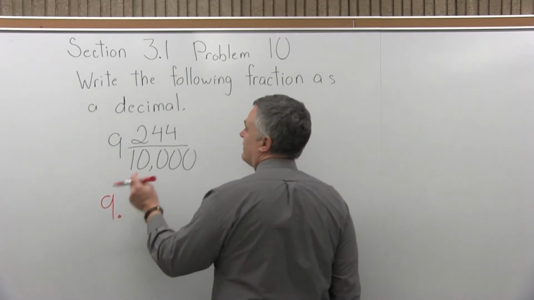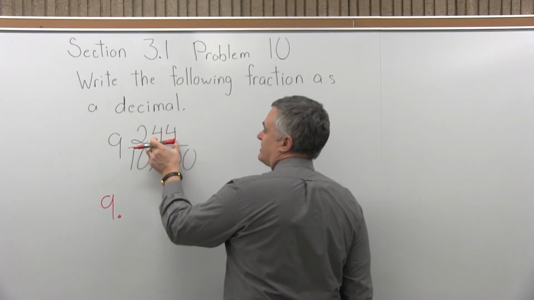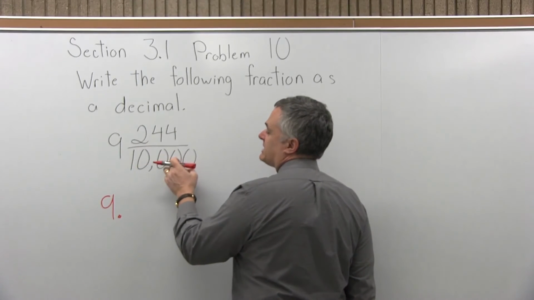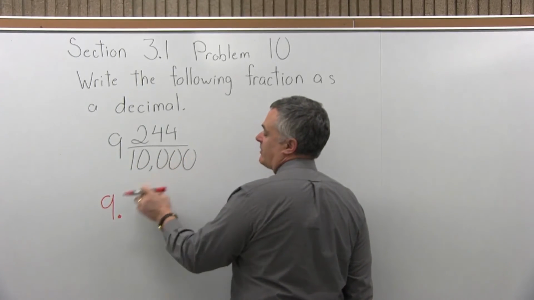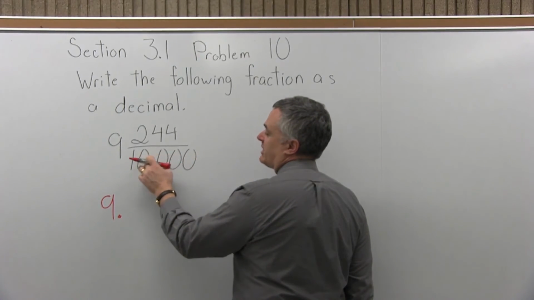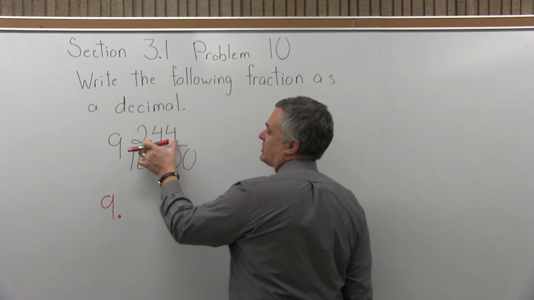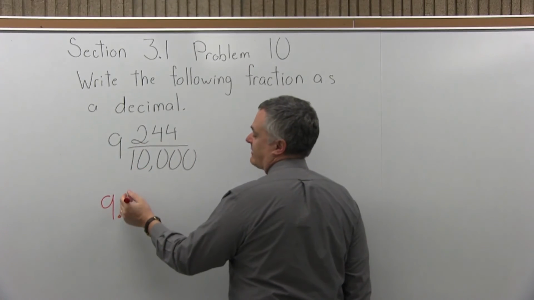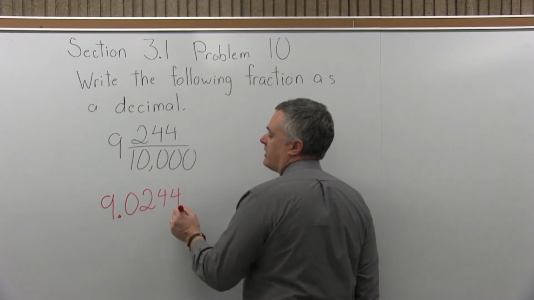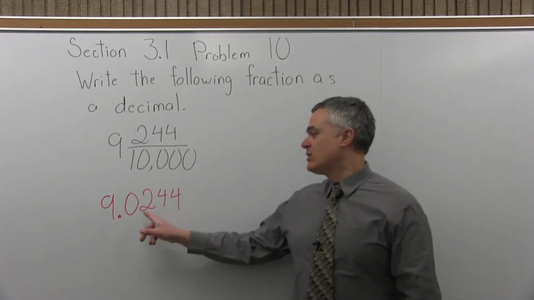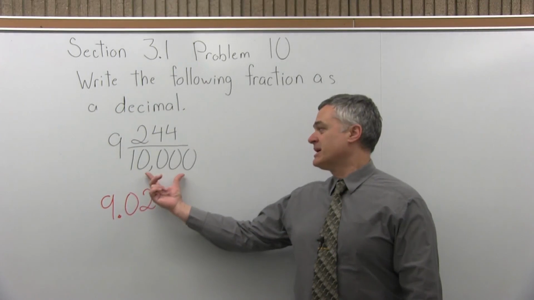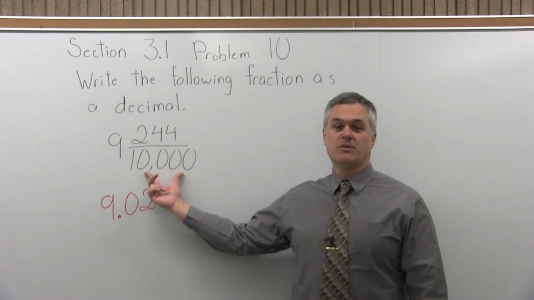Well, point what? The numerator has to be part of the decimal, and you need to have as many places after the decimal as you have zeros in the denominator. So this denominator has 4 zeros, so the numerator only has 3 digits. So I have to start with a 0, then put the numerator 244, and that gives me 9.0244. This way I have 4 places after the decimal that matches up with my 4 zeros in the denominator of the fraction.